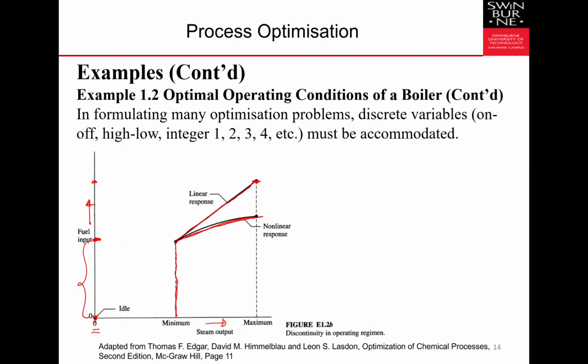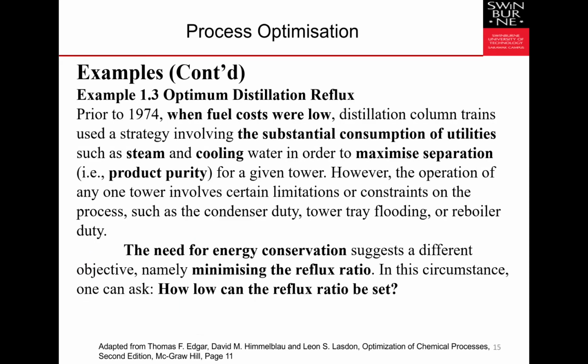Okay, another example will be an optimum distillation reflux. Before 1974, when fuel was very cheap, distillation column trains used a strategy that involves the substantial consumption of utilities such as steam and cooling water in order to maximize separation. Steam is used in the reboiler part of your distillation column, whereas cooling water is used on the condenser, in order to maximize the separation of the given distillation column.